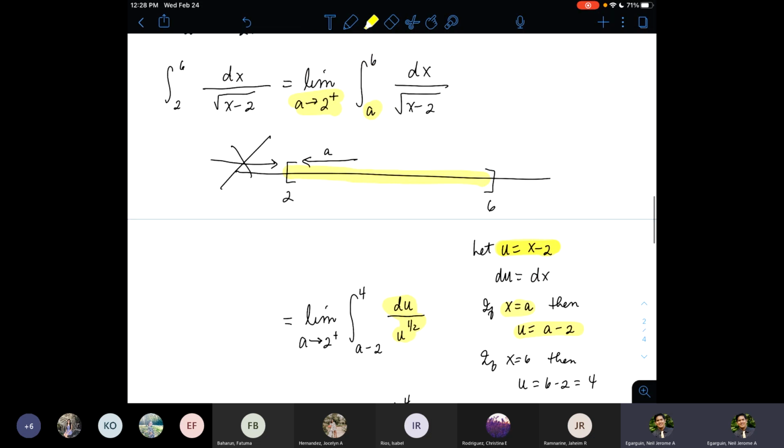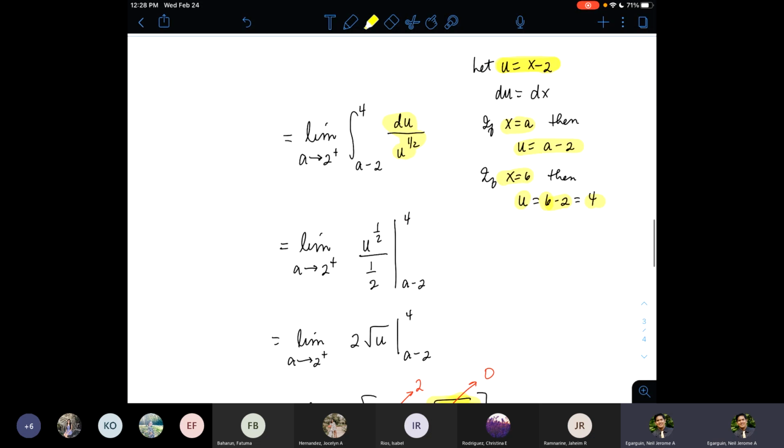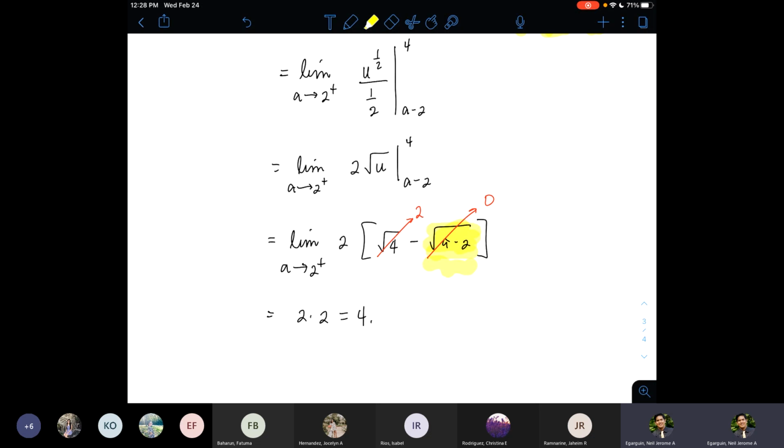Similarly, the upper bound here is x equals 6. So that means when x is equal to 6, I want to know what the value of u is. We know that u is equal to x minus 2, which in our case is 6 minus 2, so we get 4. Okay? And the rest is the limiting process.